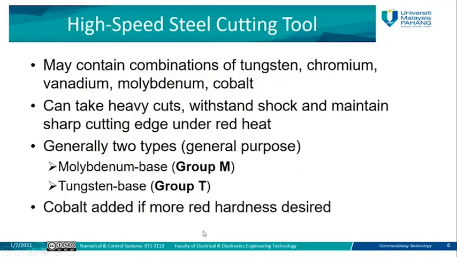For high speed steel, it actually contains a combination of tungsten, chromium, vanadium, different cobalt, and so on. When we say high speed steel, it doesn't mean it consists of steel only. It can combine with other materials, which make this tool harder, with more flexibility and more capability of cutting at high speed.